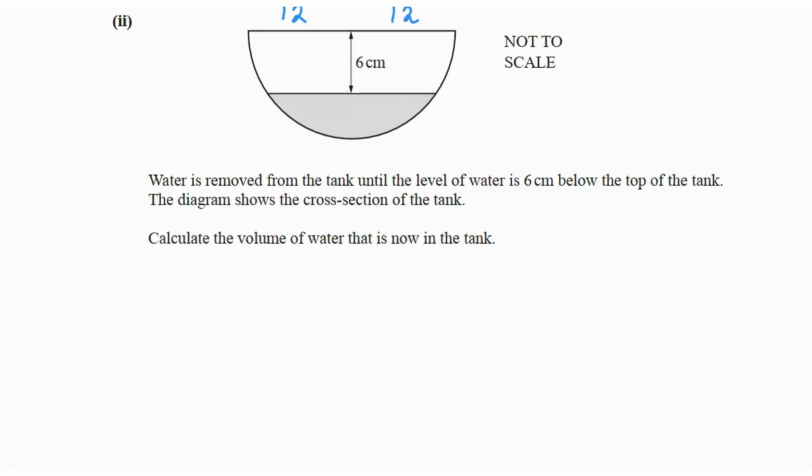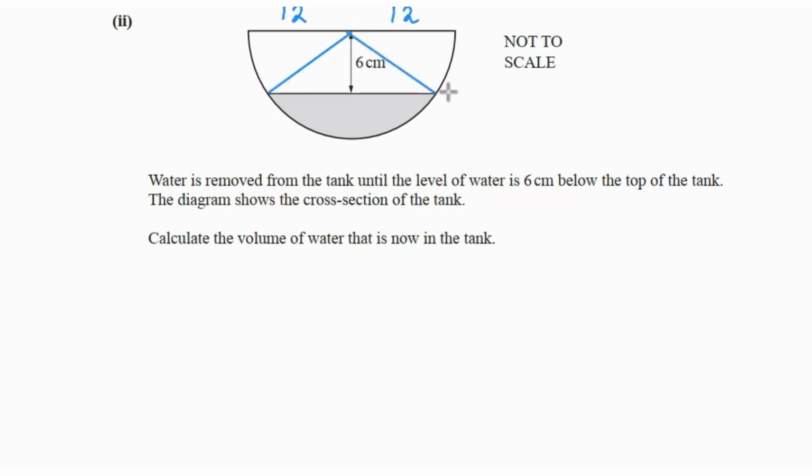So for that, this is a very tricky question. What we're going to do is, we know that originally the radius was 12, which means if we draw a line from here to here, this is also the radius because we're going from the center towards the circumference.